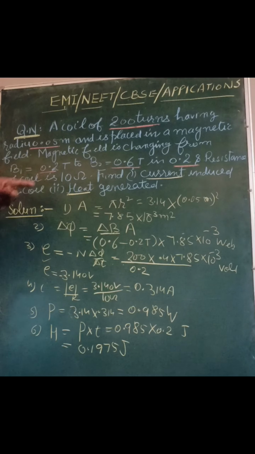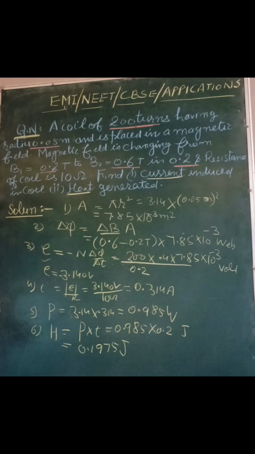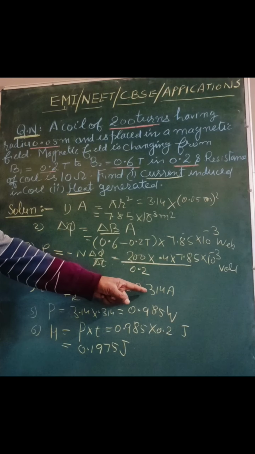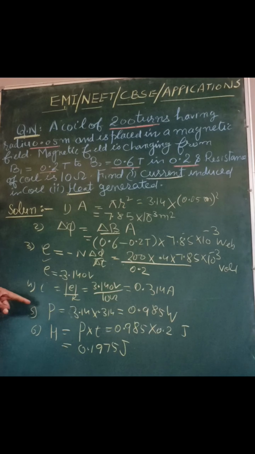So the first point is we have to calculate current. Current is equal to the induced EMF upon the resistance of the coil. This is 3.140, हमने यहाँ calculate किया इसको. That will come out to be 3.14, and therefore the current comes out to be 0.314 ampere. Now we have to calculate the power.